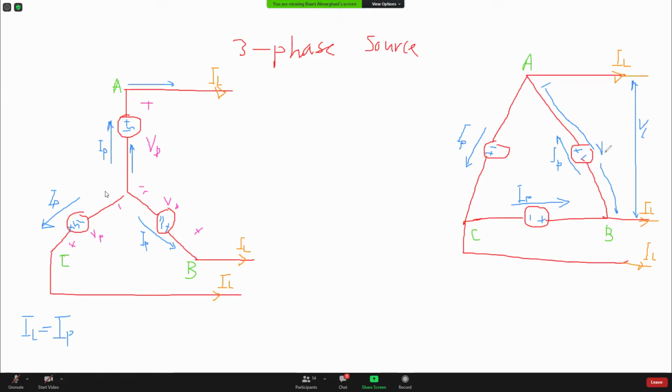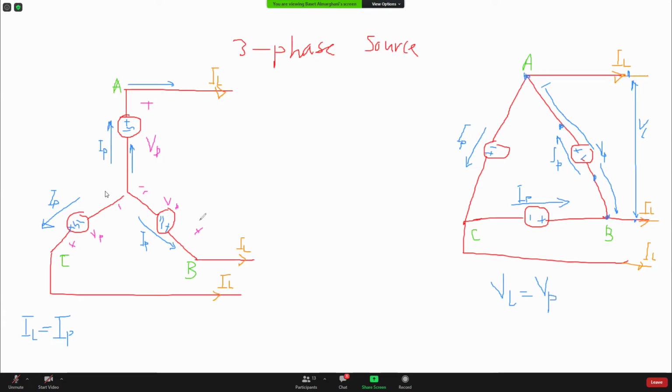V phase. Because this point is the same as this point, is the same as this point. And on the other side, this equals this point and this point, the same point, basically there's nothing. So from here, V line equals V phase.